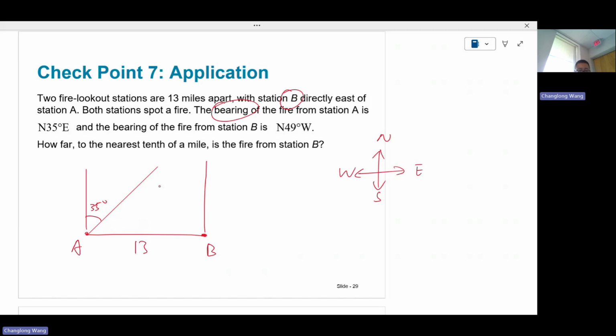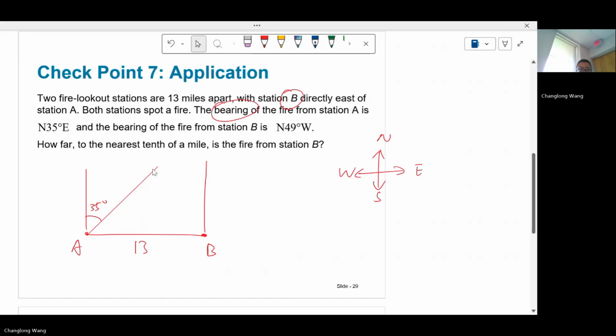Or you know what? I should have made this a bit shorter. Yeah, something like that. So these two rays will intersect, right? The ray that I just drew for station B starts from the north and turns to the west by 49 degrees. And when they intersect, that's where the fire is. That's called F.